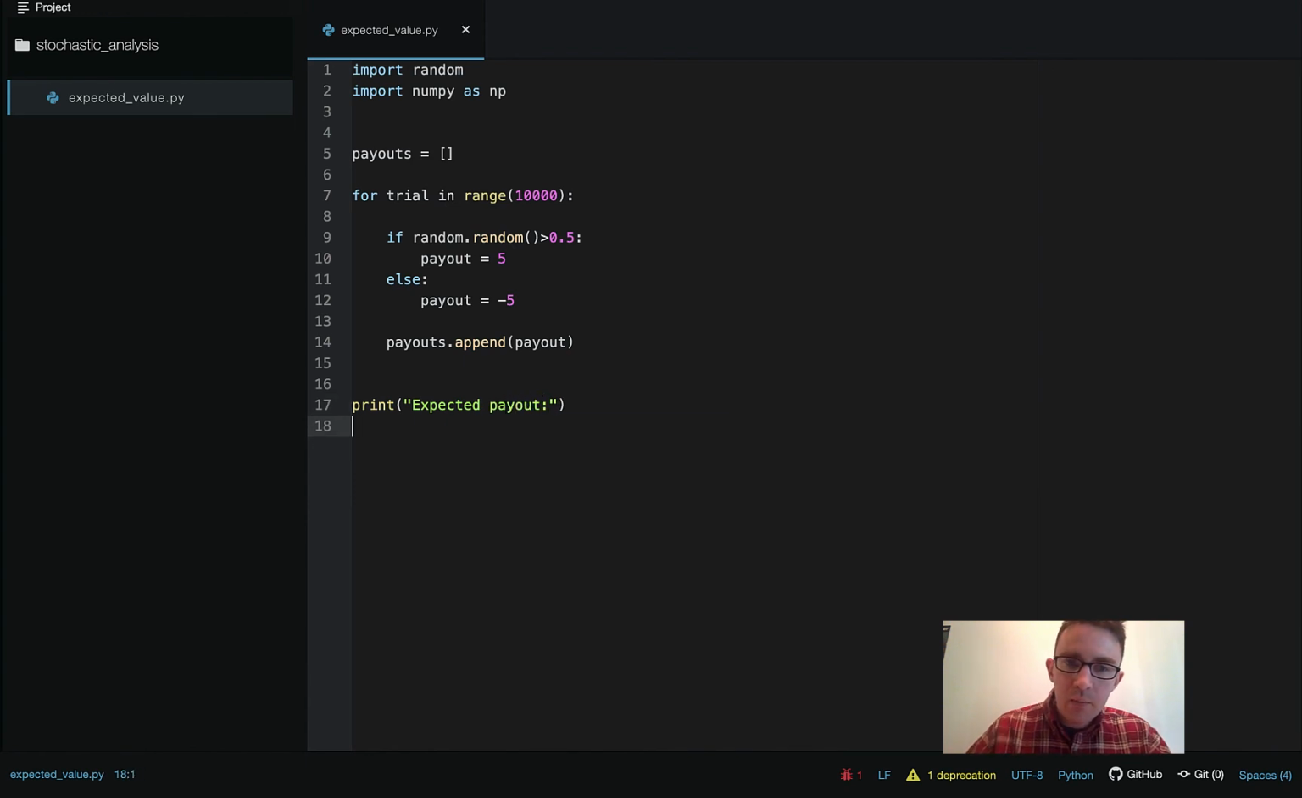expected payout, and it's going to be the average of all of these, right? Because another way of thinking of the expected value is: if the scenario happened a million or a billion or a trillion or an infinite number of times, what would be the average value that you would be observing? So that's another way of thinking about this.